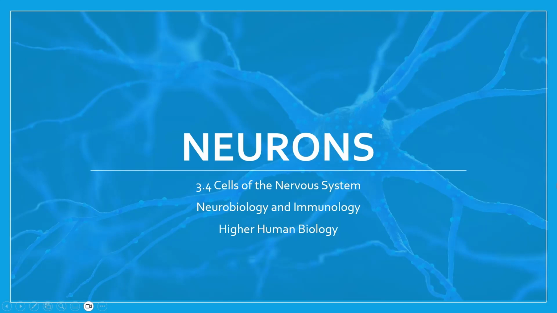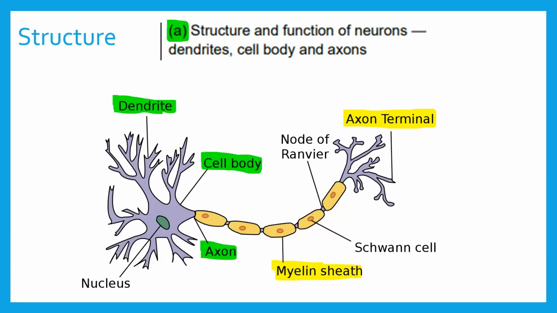Hi, in this video we'll be starting key area 3.4, which is about the cells that make up the nervous system, which are known as the neurons. So here is a diagram of a typical neuron with some of the key structures that you need to know about highlighted. You would be expected to either label them in a diagram or recognise them from a diagram. Ones highlighted in green are your need to know.